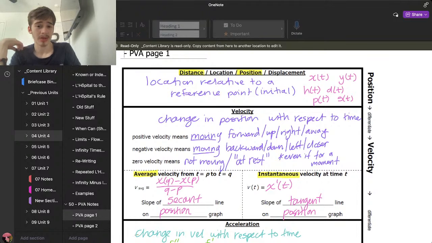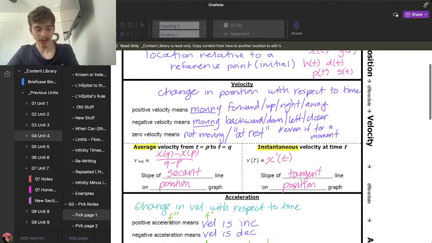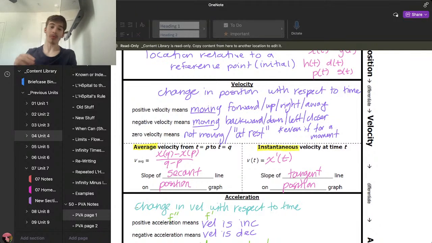Changing position with respect to time is velocity. Positive, negative, 0 velocity, not moving. Instantaneous velocity is the derivative of position at a point. Average velocity between 2 points is the position at one point minus the position at the other point, divided by the difference in time between the 2 points. It's the slope of the secant line.